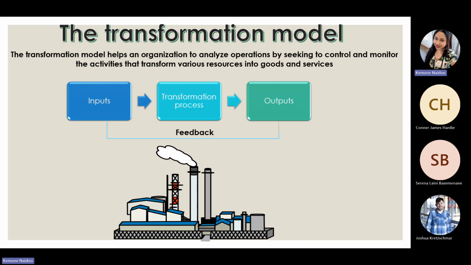For example, we have our inputs, we transform those into a finished product. And then once that product is finished, anything that we assess at the end, so maybe there were errors that we've assessed, we can put that back into our transformation model as information, as knowledge, so that we don't repeat the same thing that caused the defects.